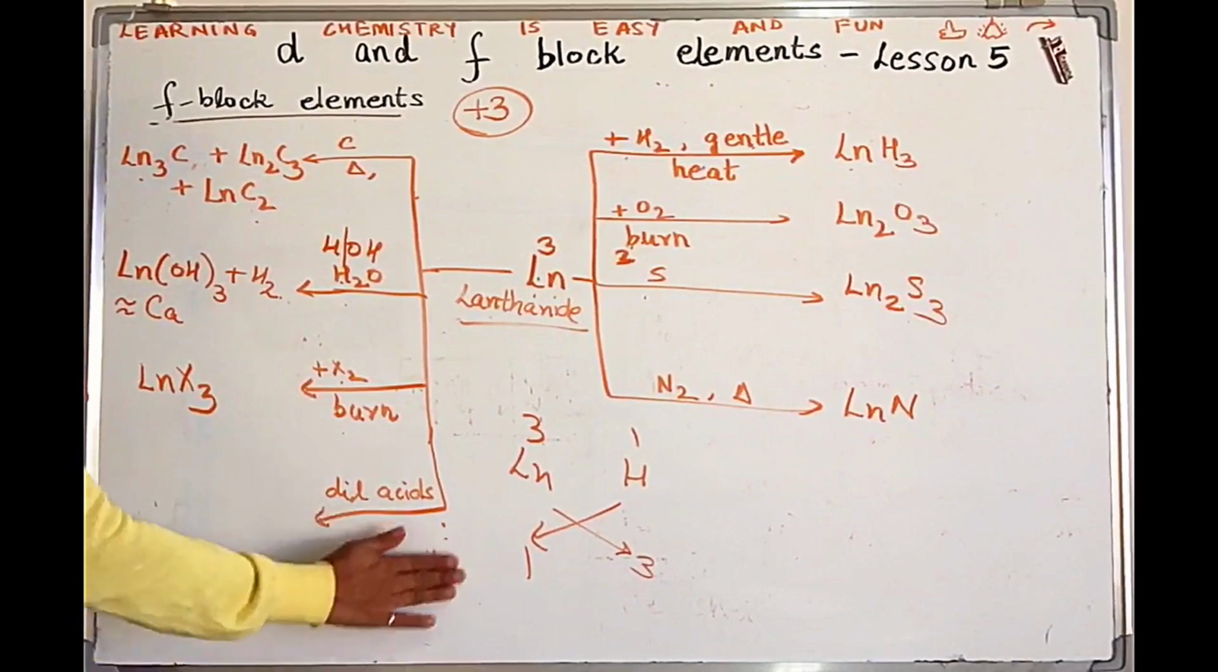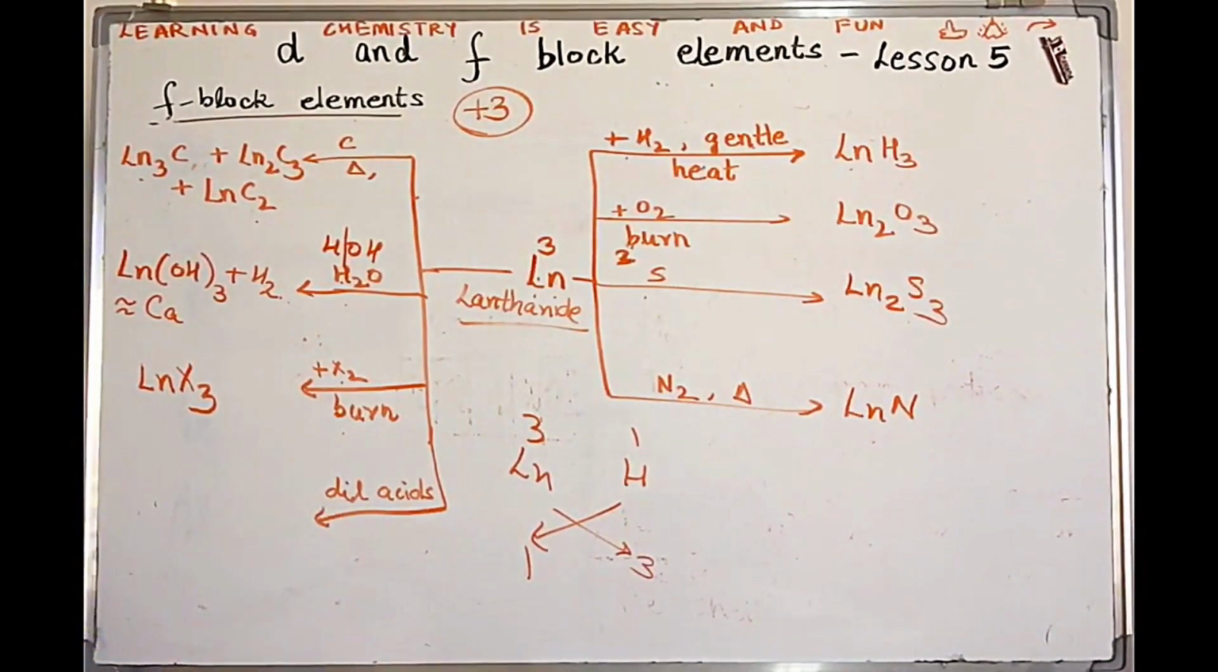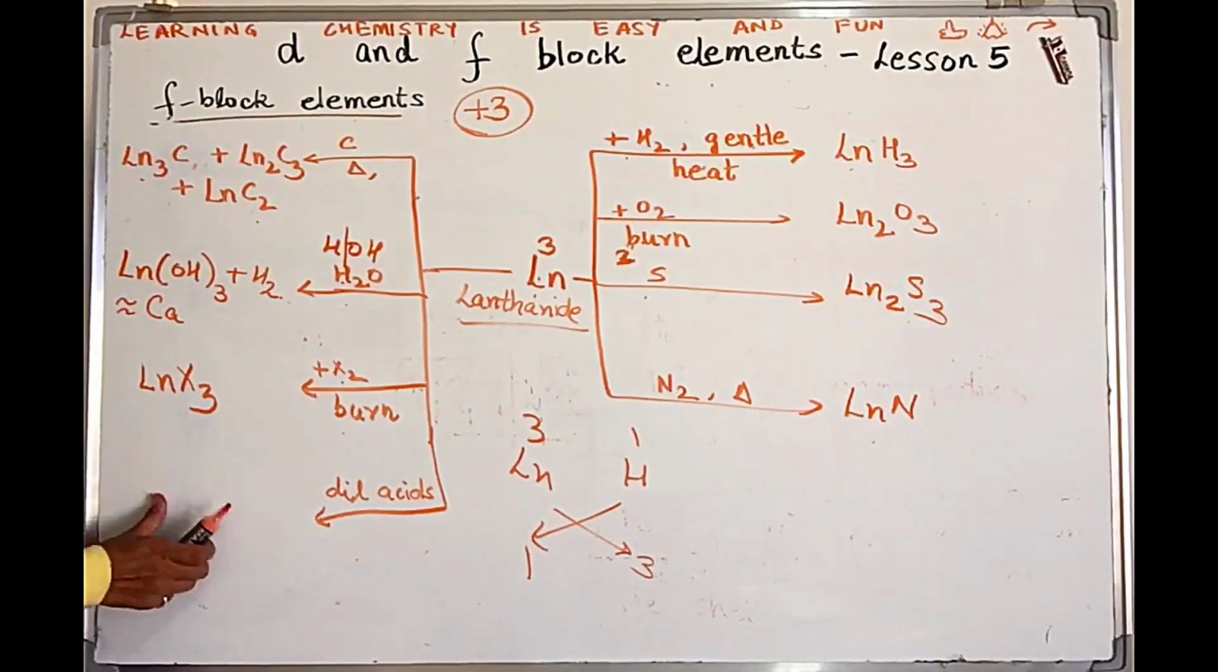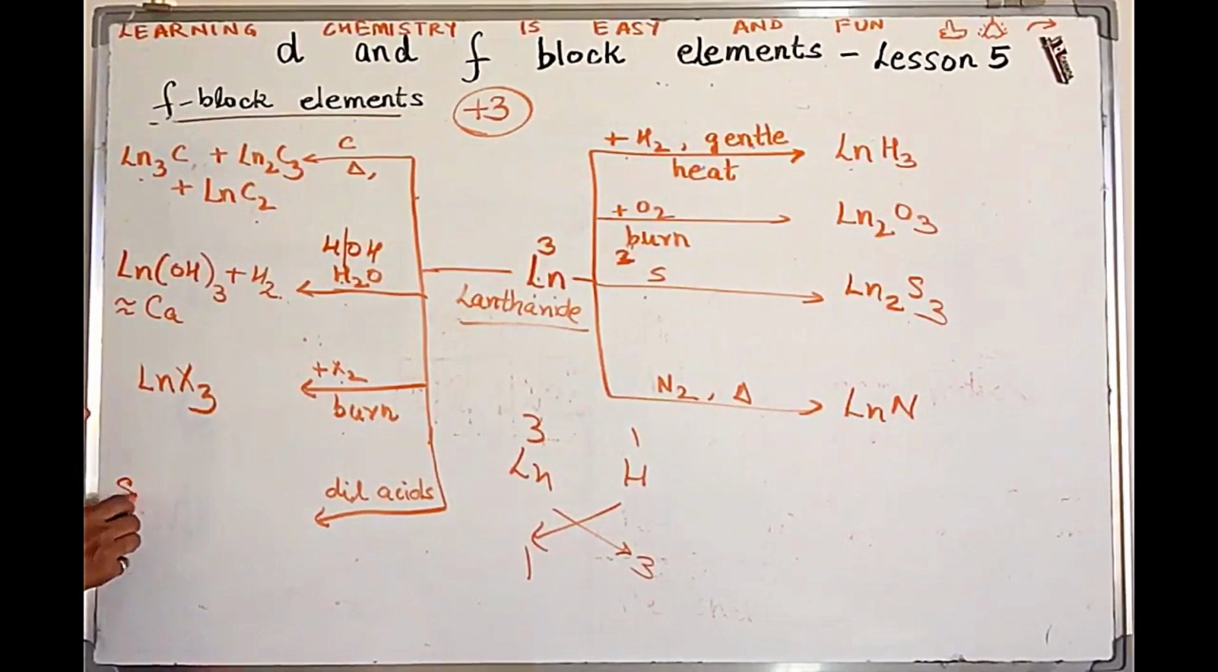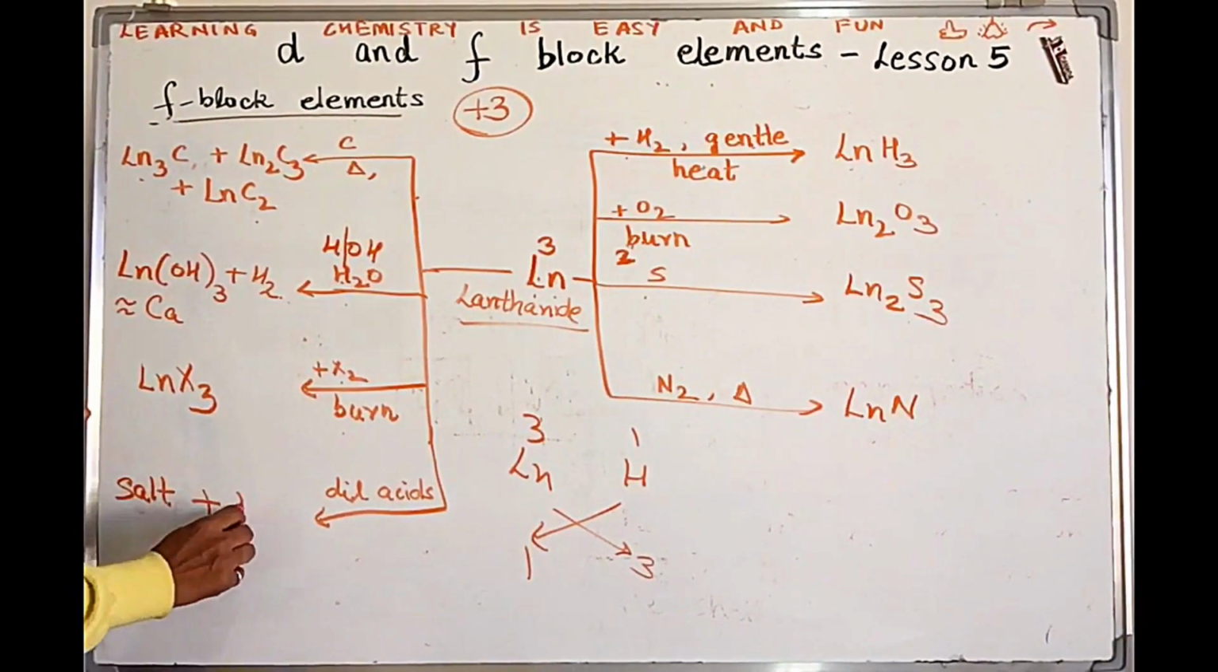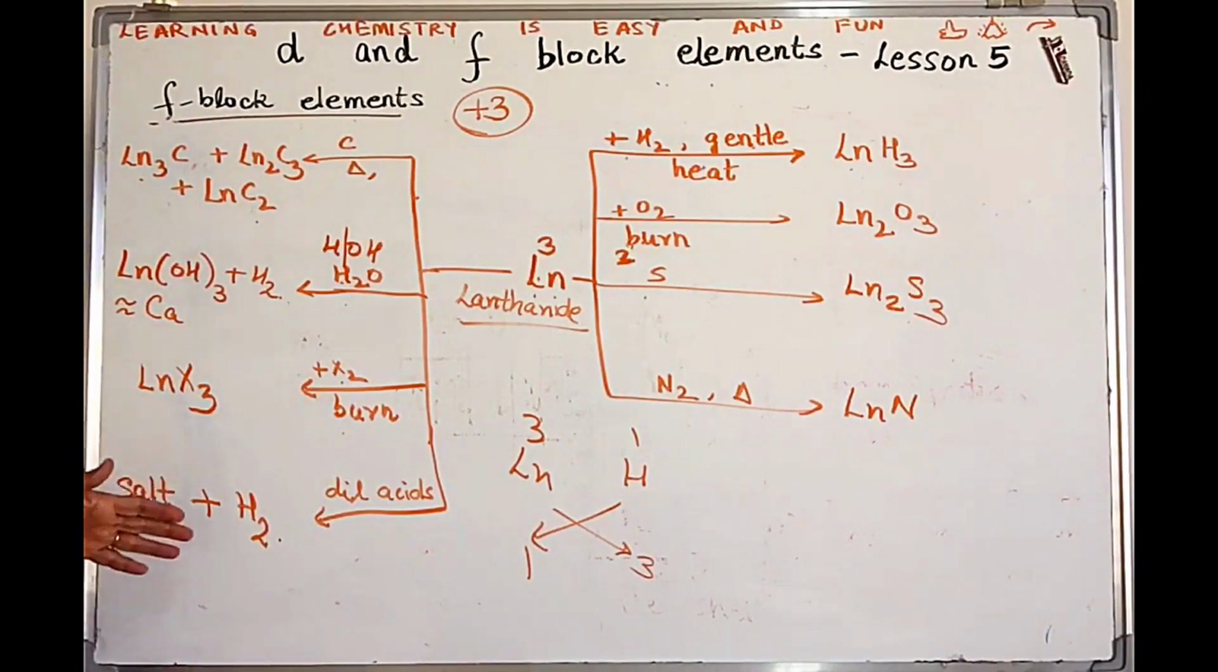They react with dilute acids. Again, recall what we said: they are behaving a lot like alkali metals. So that means they will liberate hydrogen when they react with dilute acids. They will form the salt and hydrogen. That means they are more reactive than hydrogen. Yes, they are more reactive. Their reduction potential is greater than hydrogen. They have more tendency to get reduced.